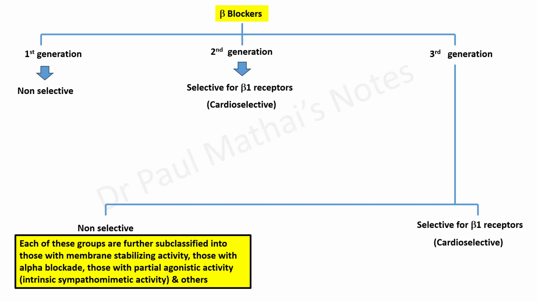Each of these groups is further subclassified into those with number 1, membrane stabilizing activity, otherwise called local anesthetic activity. Number 2, those with additional alpha blockade. Number 3, those with partial agonistic activity, otherwise called intrinsic sympathomimetic activity, and others.